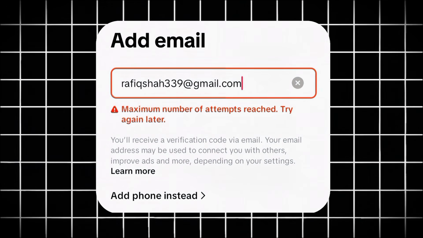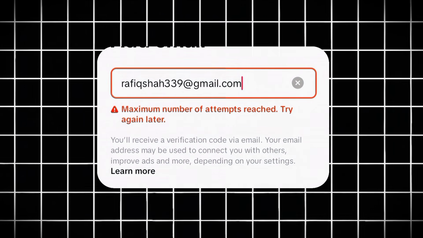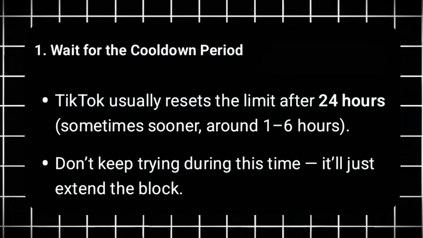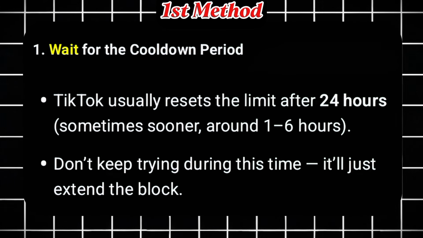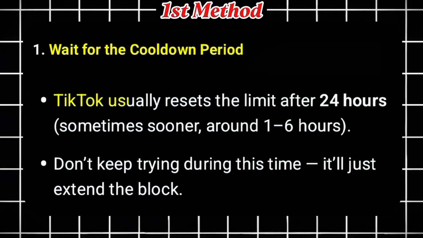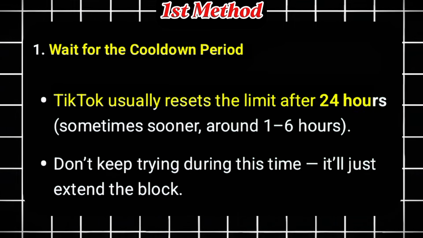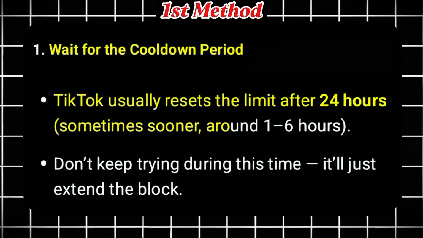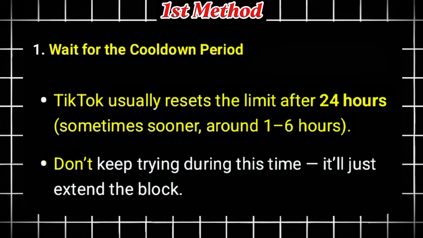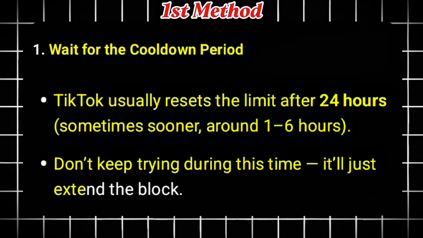If you see the message, maximum number of attempts reached, try again later, then here are 5 methods to fix this problem. First method, wait for the cooldown period. TikTok usually resets the limit after 24 hours. Sometimes it happens sooner, around 1 to 6 hours. Don't keep trying during this time, it'll just extend the block.